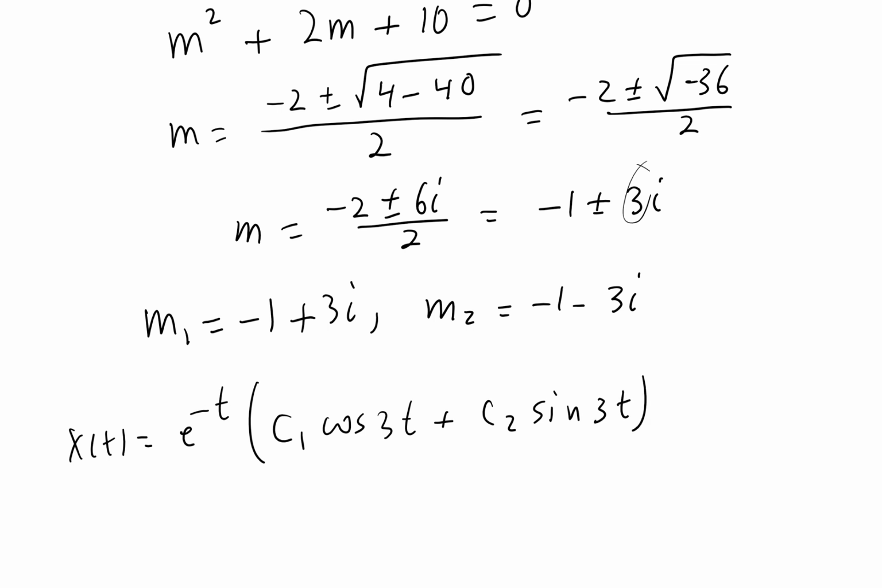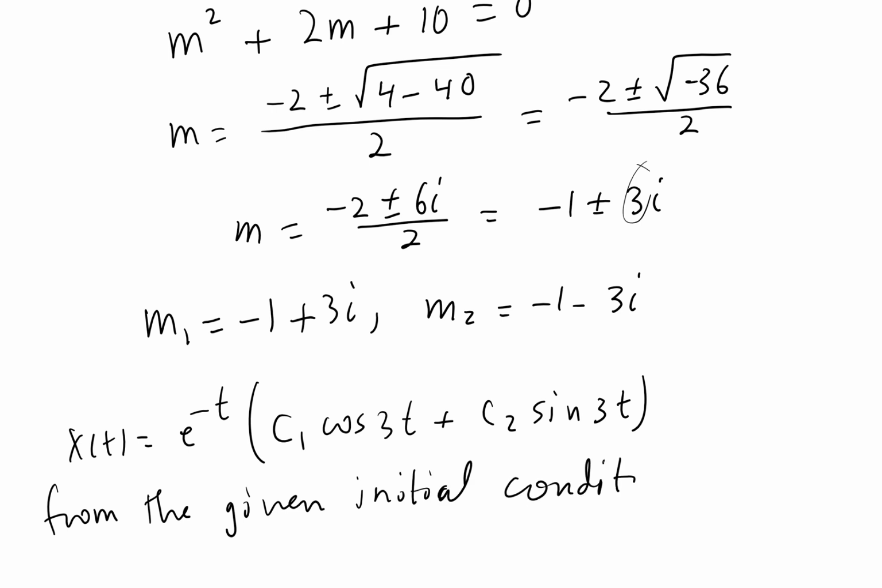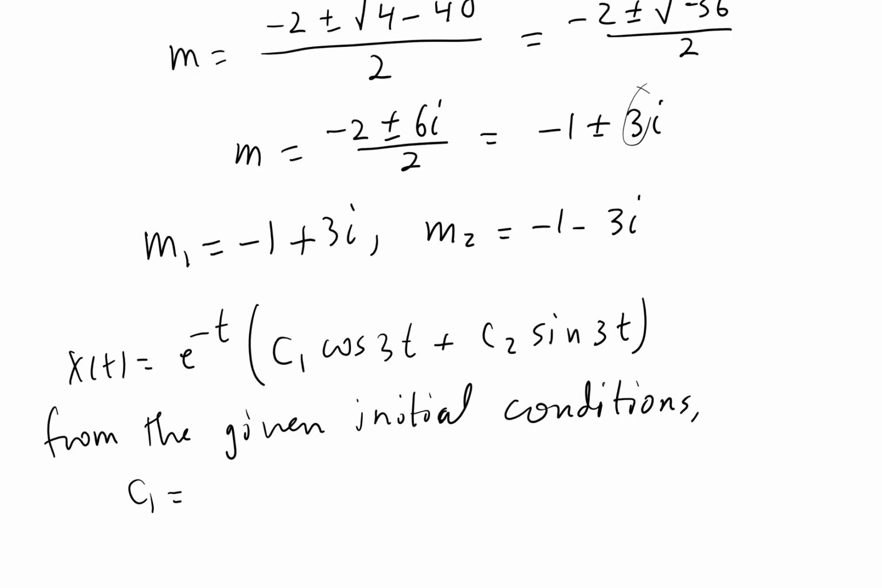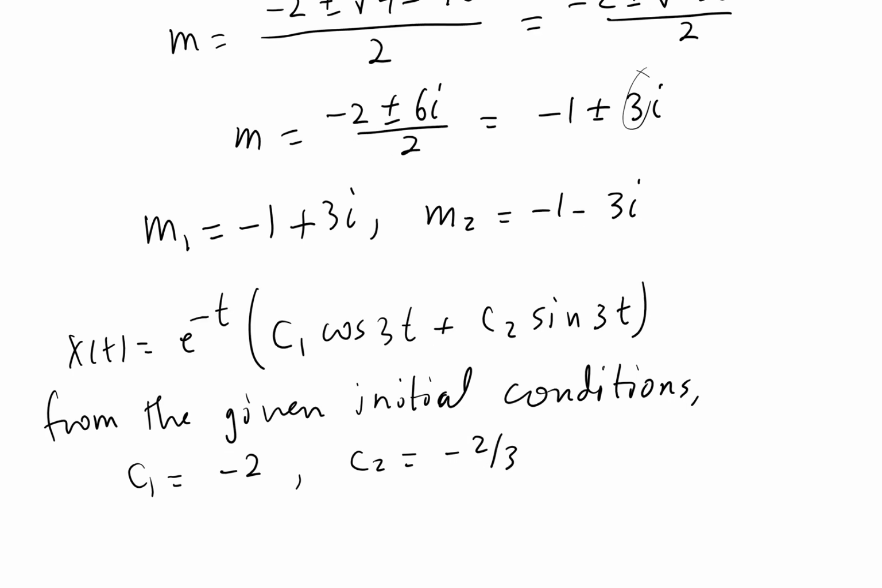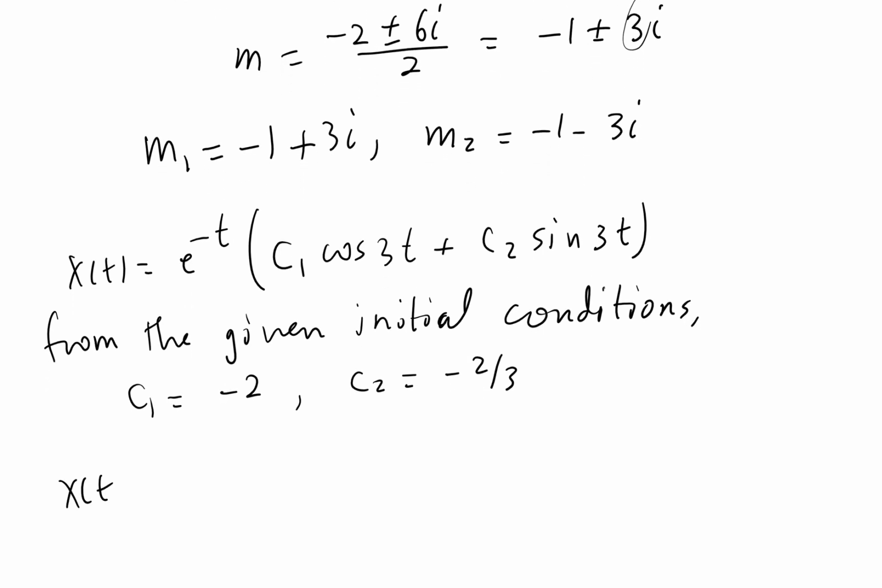Now, from the given initial conditions, we can solve and get c1 as negative 2 and c2 as negative 2/3. I'm sure everyone knows how to solve this. Then x of t becomes, if you substitute them in, negative 2 cosine 3t minus 2/3 sine 3t.